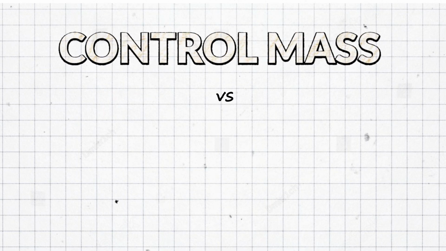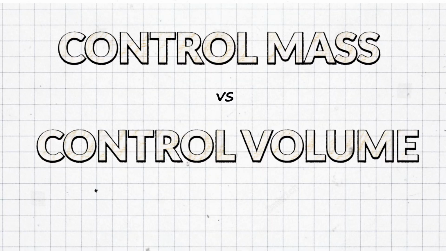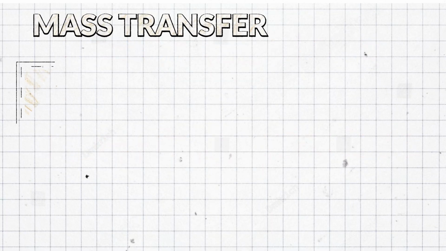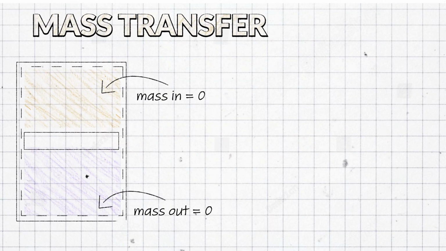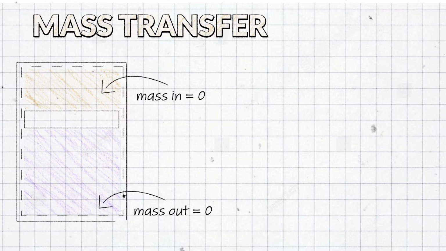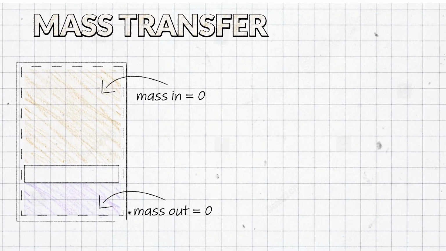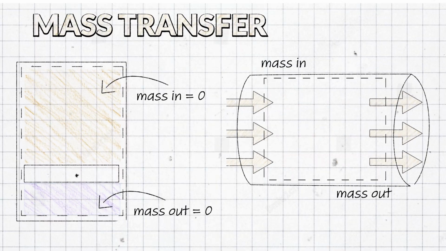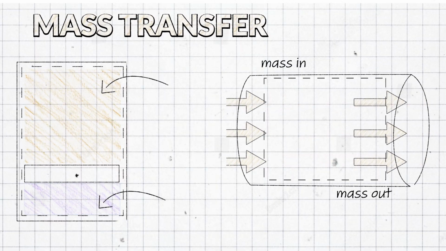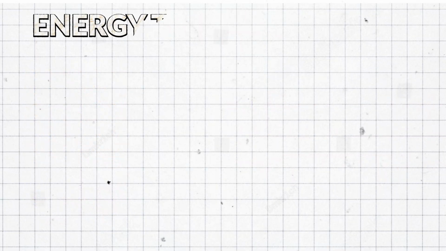All right, let's break this down side by side. Control mass versus control volume. First up, mass transfer. Control mass doesn't have any mass transfer because no mass crosses the system boundary. You're tracking the exact same molecules. But in a control volume, mass can flow in and out. That's the whole point. Think of a pipe or a pump. Fluid enters, fluid leaves.